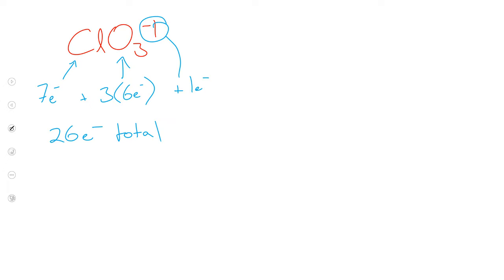All right, so I'm going to start working through Lewis dot structures for this ion. You start by just counting everything up. Chlorine is a halogen, right? Column 17. So it's going to bring 7 valence electrons. Each oxygen brings 6 valence electrons, and we have 3 of them. And we've got a -1 charge, which means we get 1 extra electron. So that gives us 26 electrons total.